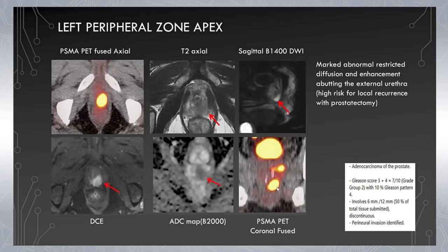And what we're doing here is comparing the area of uptake at the left apex to that more inhomogeneous uptake near the left base. So this was, again, lesion 1, marked abnormal restricted diffusion and enhancement, abutting the external prostatic urethra, high risk for local recurrence with prostatectomy. This was a Gleason score of 3+4, grade group 2, 10% Gleason grade 4.